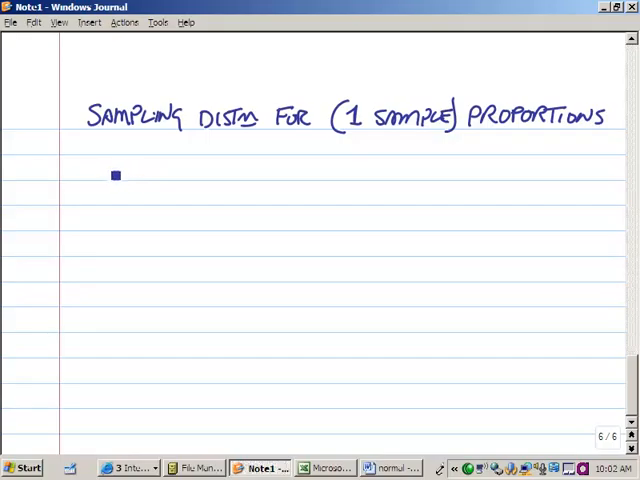So, remember, for your population in proportions, we're given a population proportion P, and we talk about a standard deviation sigma, which is the square root of P times Q, or 1 minus P. You don't need to know that actually.